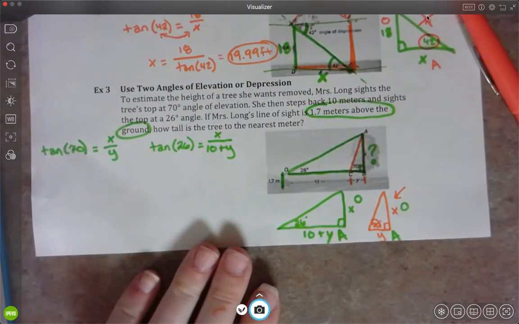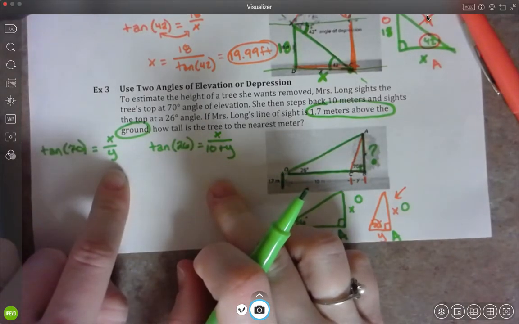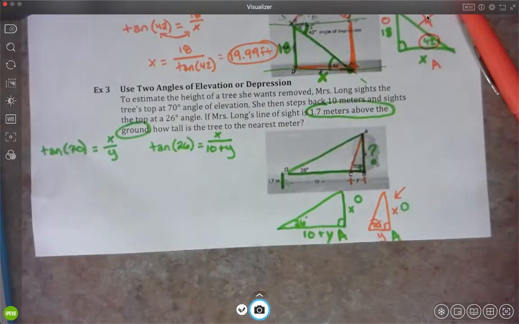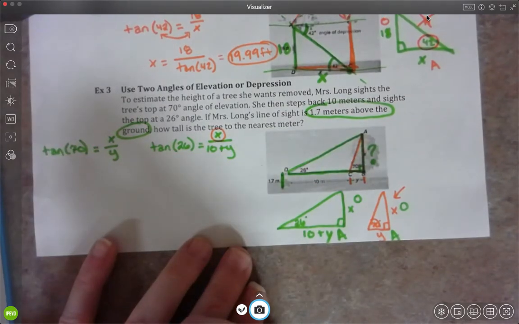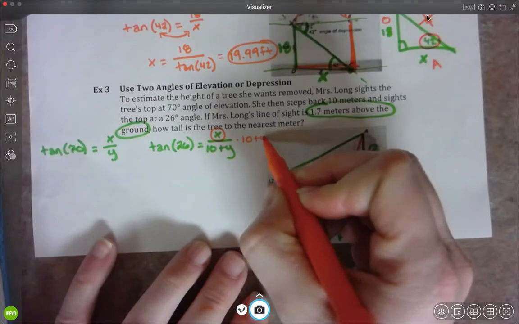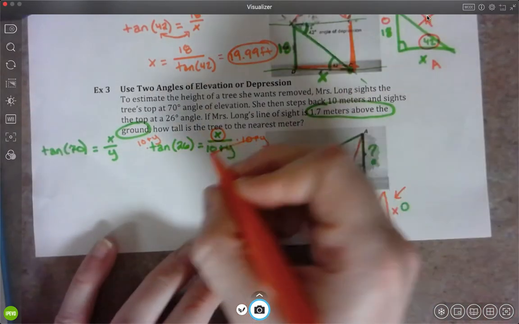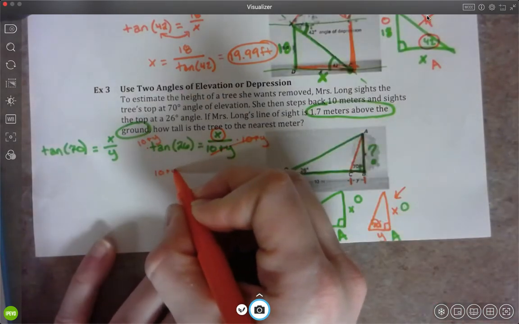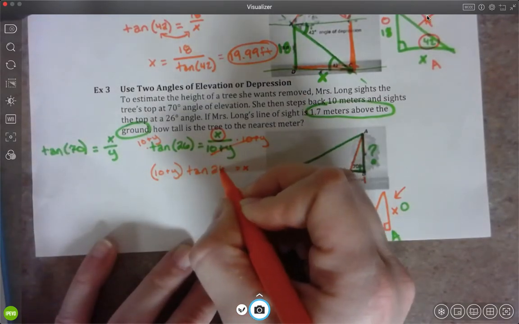Okay, now I have these two equations, and both of them involve x's and y's, but what I can do is solve for x and get x by himself over here. I would have to multiply the 10 plus y to the other side. So x over here will be equal to 10 plus y times tangent of 26. That's what he will look like.